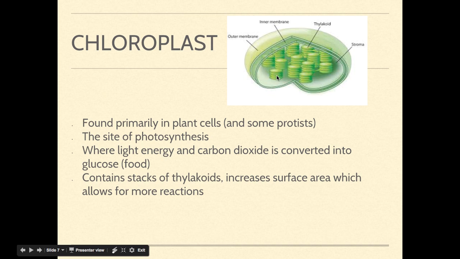Now, much like the mitochondria, you have these inner membranes that are stacked in the thylakoids, which you can see here, and that increases the surface area. So in this case, with the mitochondria, the increased surface area meant you can make more energy. In this case, with the chloroplast, increased surface area means you can make more food. And this food goes into the mitochondria later for respiration.